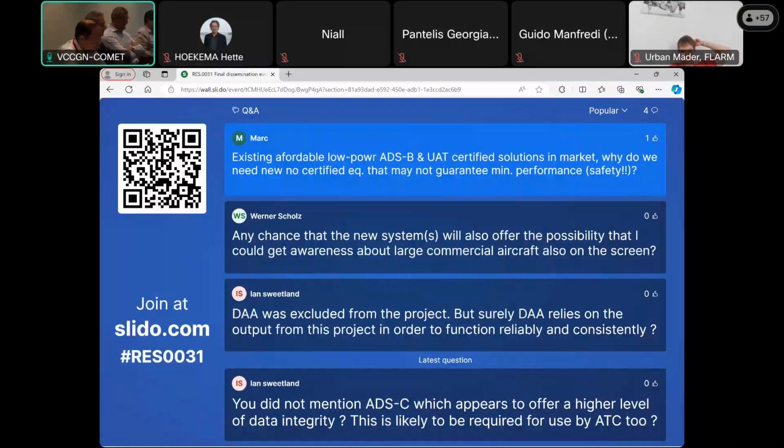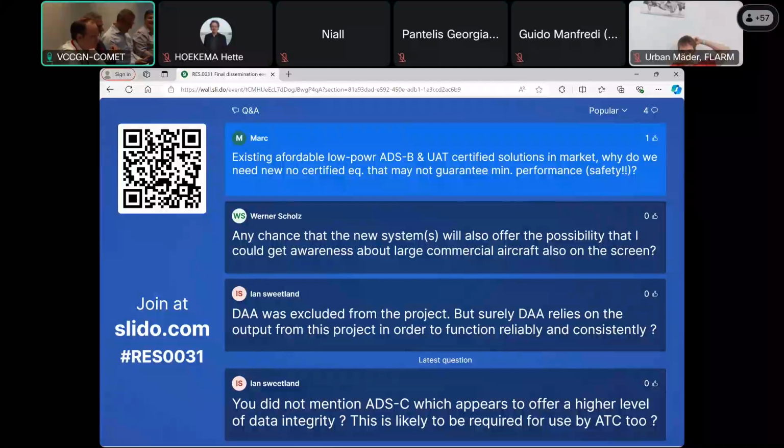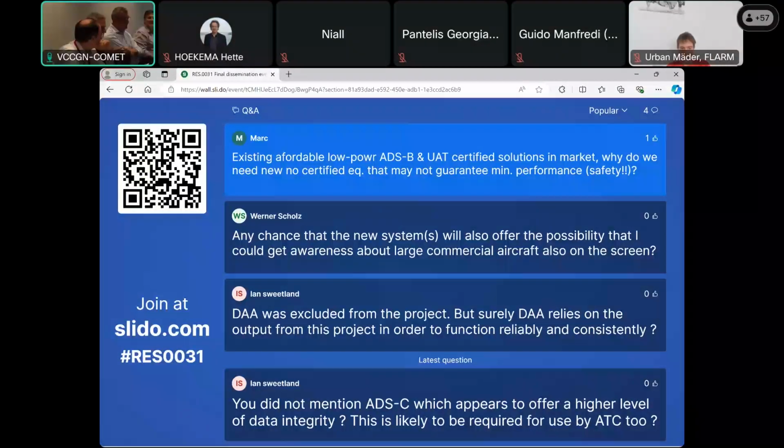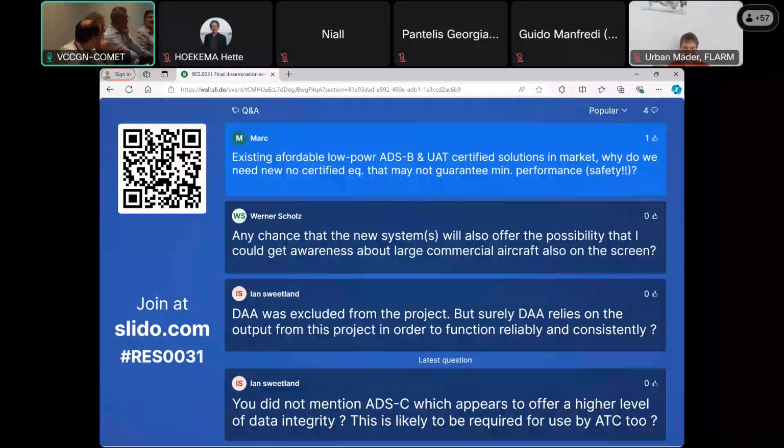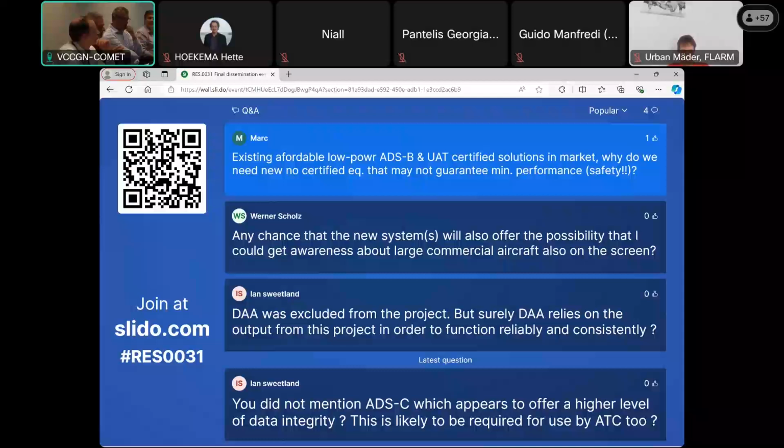Okay. First of all, you tell us that there are existing affordable low power ADS-B systems that are certified. I think they're not certified. They're not usable in Germany, for example. The certified equipment is the ADS-B equipment that is integrated in our target system. I think these are from Great Britain. But we do not have the safety performance guarantees. We did not test that. We are just looking for situational awareness here and to get information into the cockpits that we didn't have before.